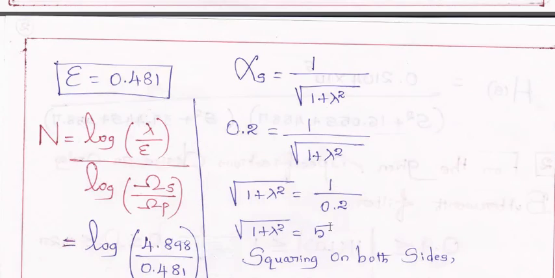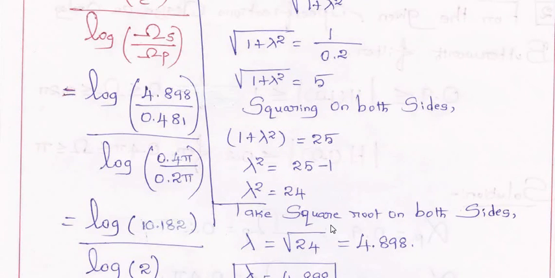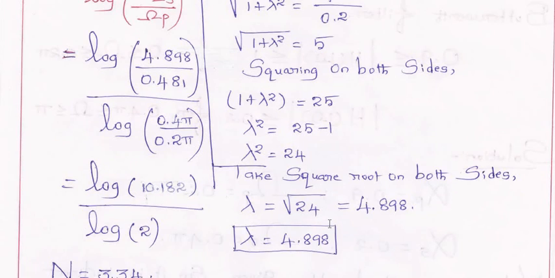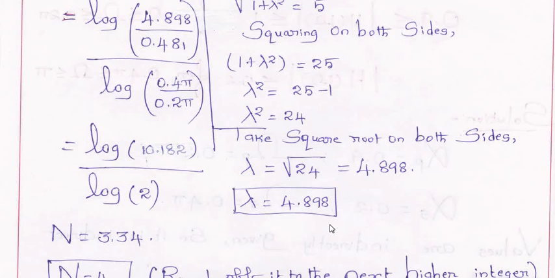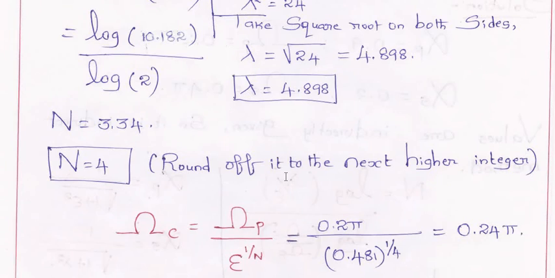Likewise, you have to calculate the value of lambda. N is equal to log of (λ divided by ε) whole divided by log of (Ωs divided by Ωp). So you have to calculate the lambda value, which is equal to 4.898. Here you substitute this lambda and epsilon value, then you get the value of n equal to 3.34. So you have to round off the value of n is equal to 4.